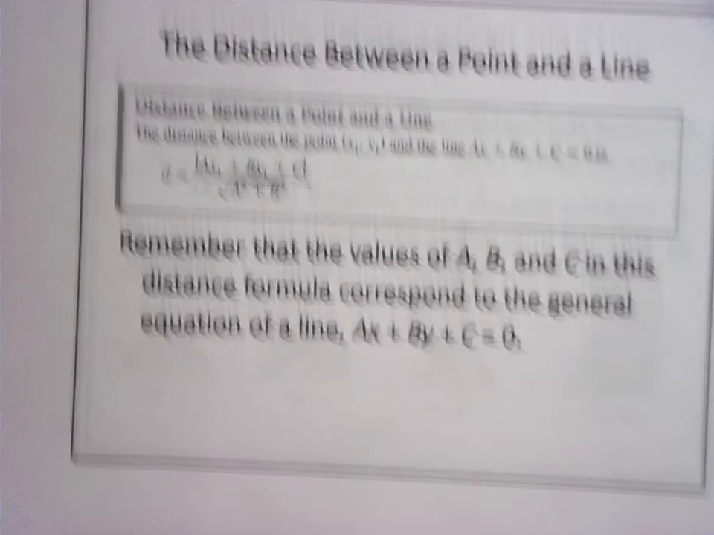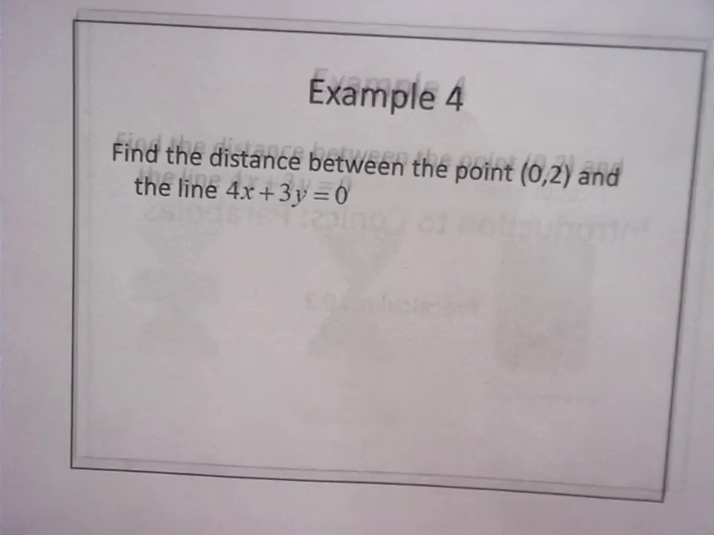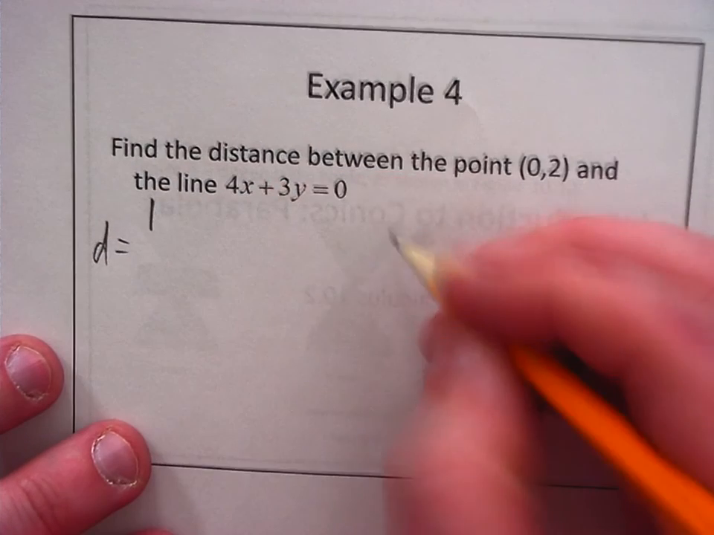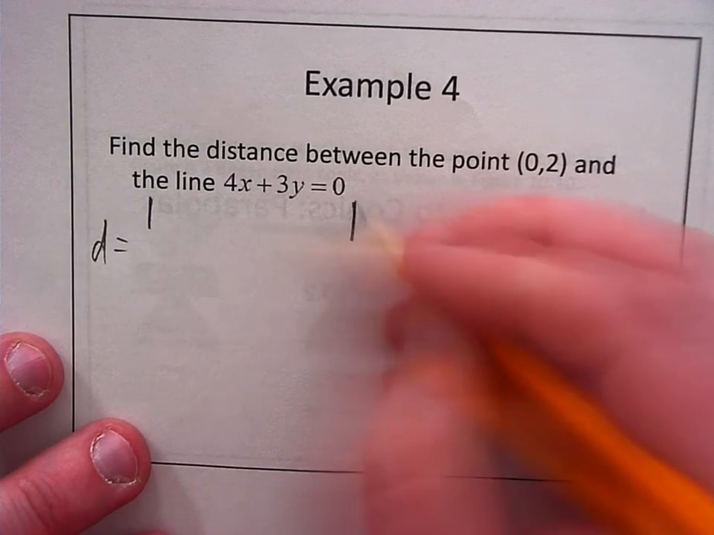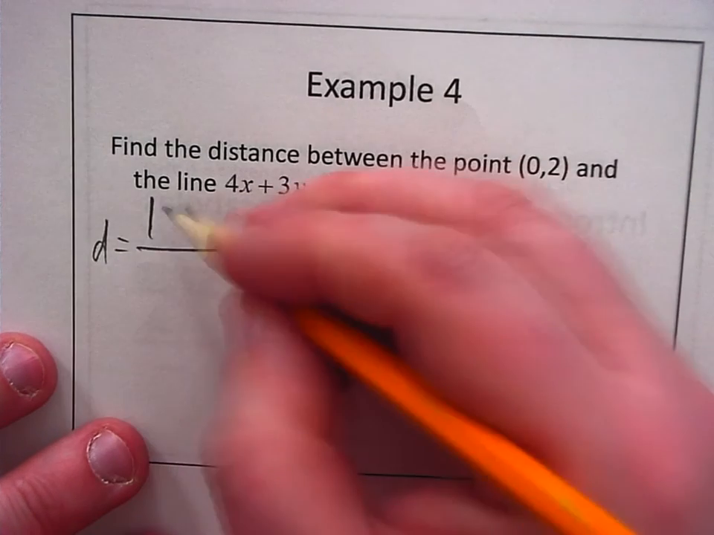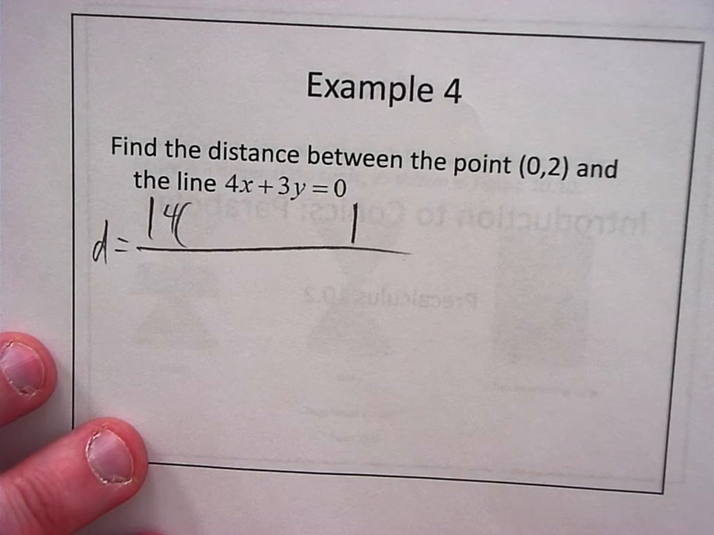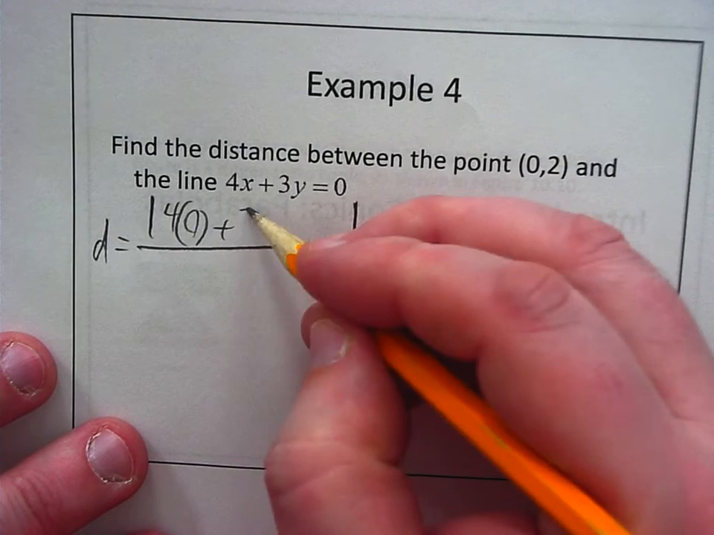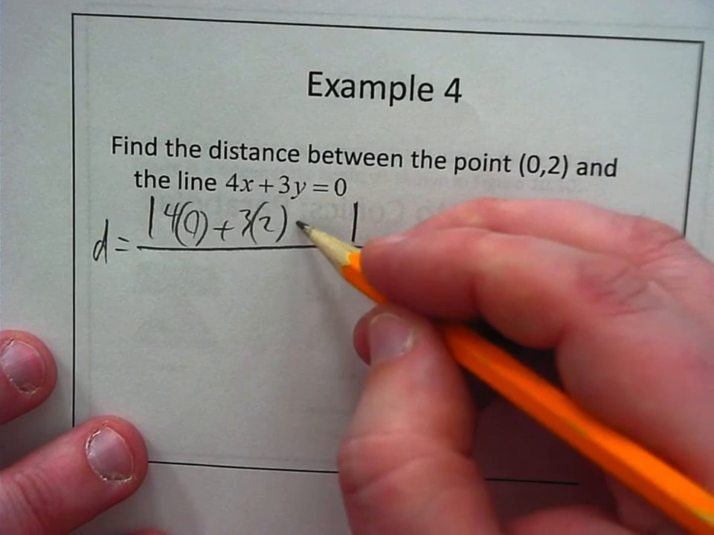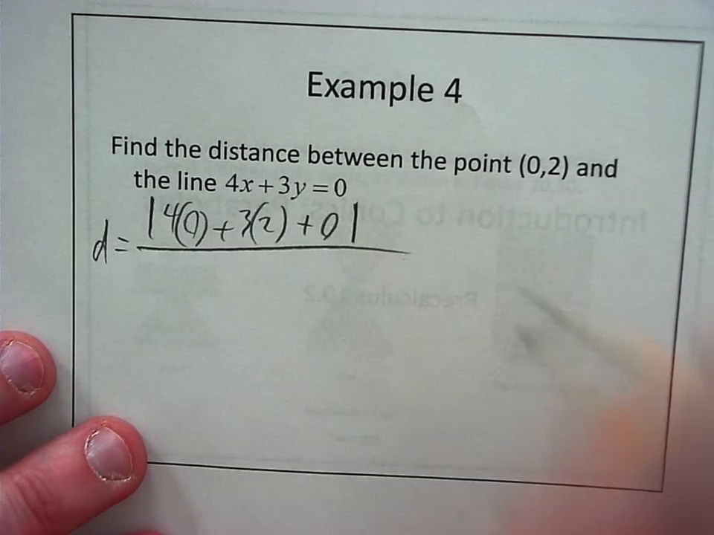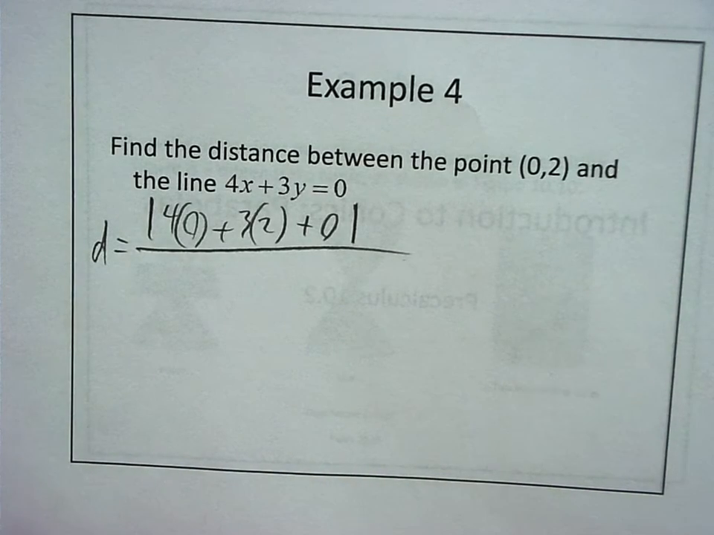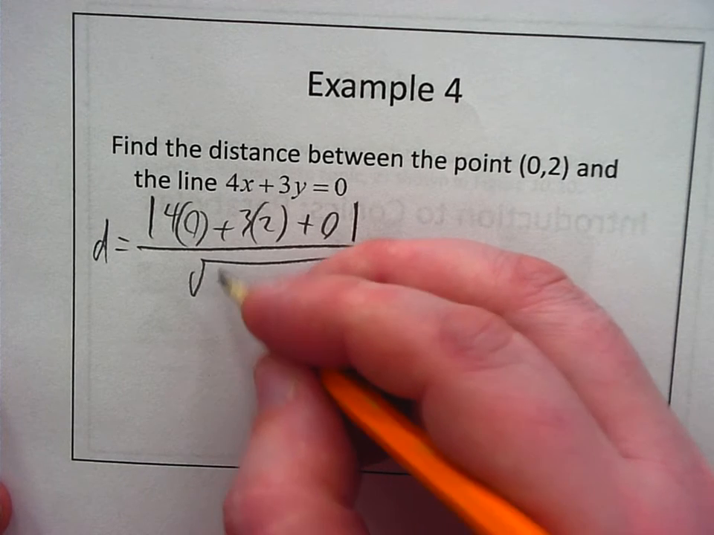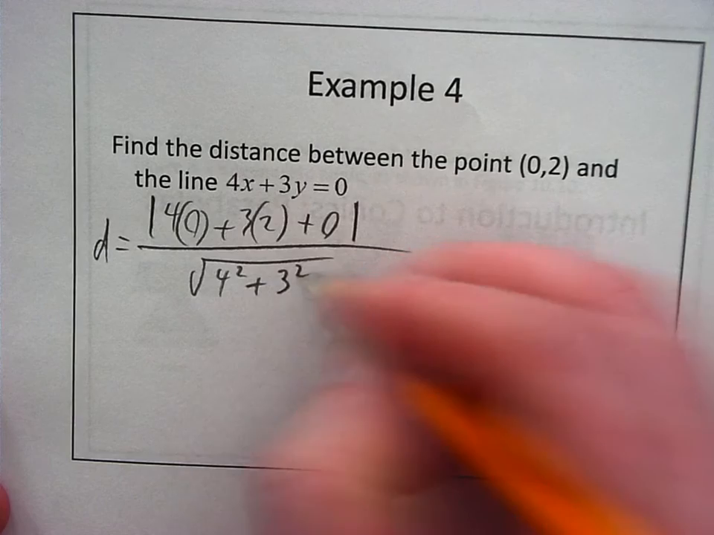Okay, so if I look at this problem, I'm going to fill in these numbers. My distance is going to be equal to the absolute value. Well, what's your A value? 4 times your x plus times. Technically, it'd then be plus 0. You don't have to have that there, but just realize it is. Over the square root of 4 squared plus 3 squared.